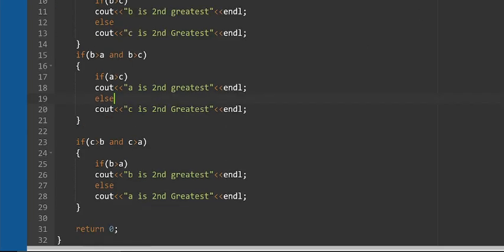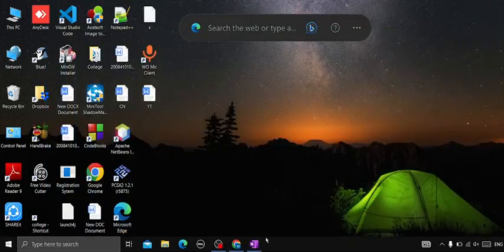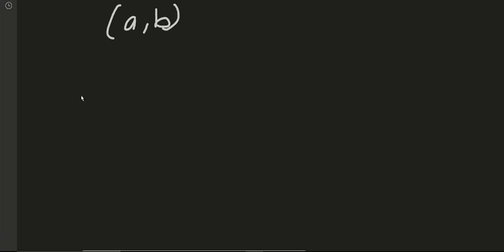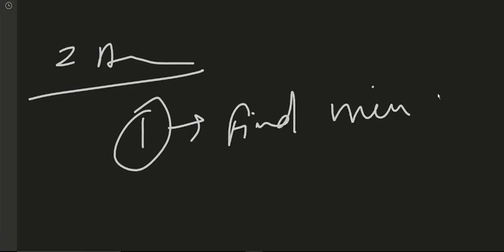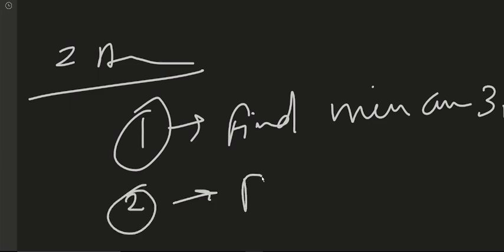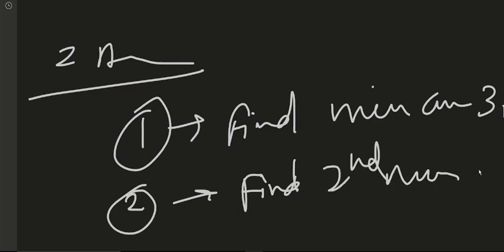Now, time for the assignment question. There are two similar assignment questions. The first is: find the minimum among three numbers. And the second is: find the second minimum among three numbers.